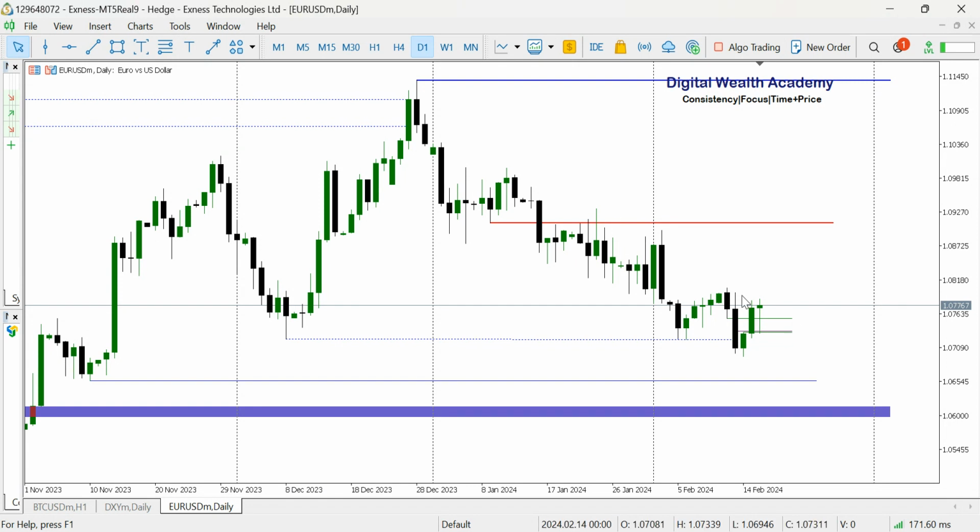Now, what I mean is that on the weekly we have a fair value gap. The market opened this week that just ended, and price went into that fair value gap. Then we start, which is an institutional order flow.